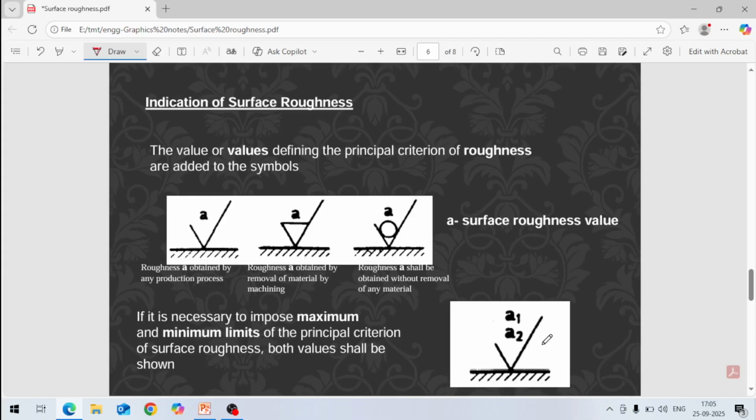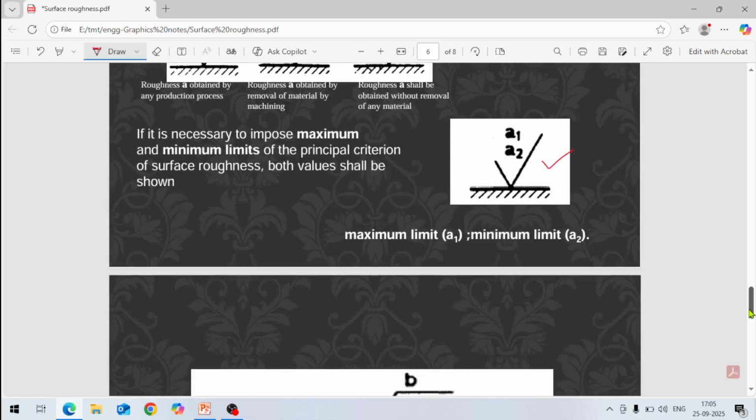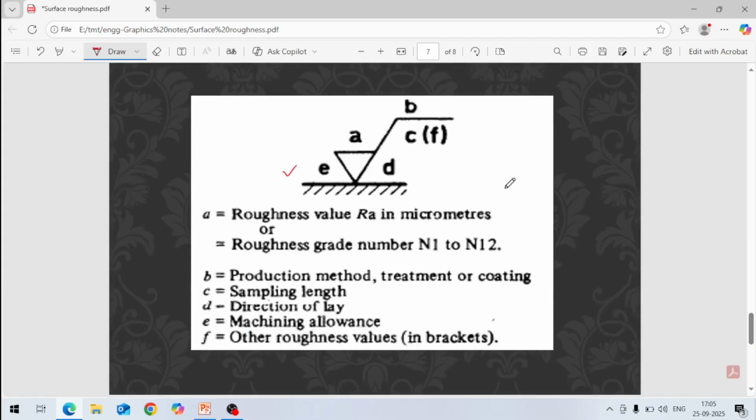And if you see this symbol here, what is there? A1 and A2. These are the two limits, maximum limit and minimum limit, limits of the surface finish, limits of the surface roughness. This value we can give here like this. And if you see in this figure, this A is the roughness value RA in micrometers, meaning in microns. You give this A value.